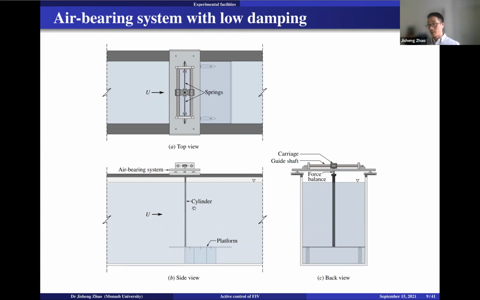So this is the side view. For example, we mount a cylinder vertically. This is the free surface of the water channel. We have a platform as the end condition platform, just to promote parallel shedding. And this is the back view of this air-bearing setup.